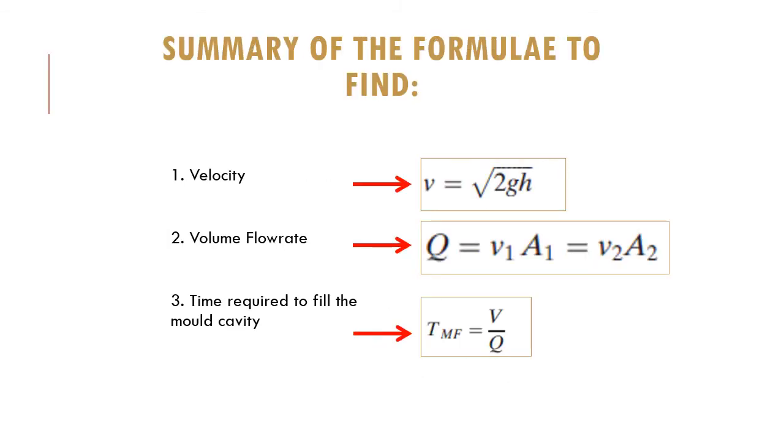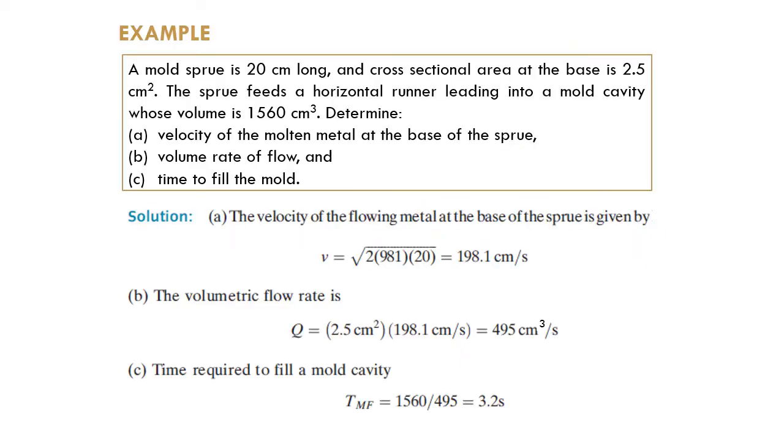So the summary for the formulas that we have already seen from Bernoulli's theorem and also the law of continuity: velocity can be calculated by using the first equation. Second one, volume flow rate using the law of continuity. And from that, we can get the time required to fill the mold cavity by using V over Q. Now let us see an example on how to use these equations.